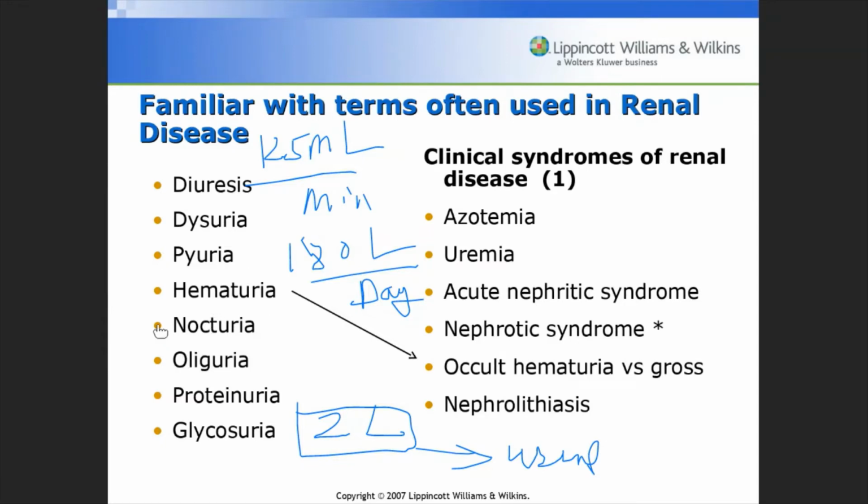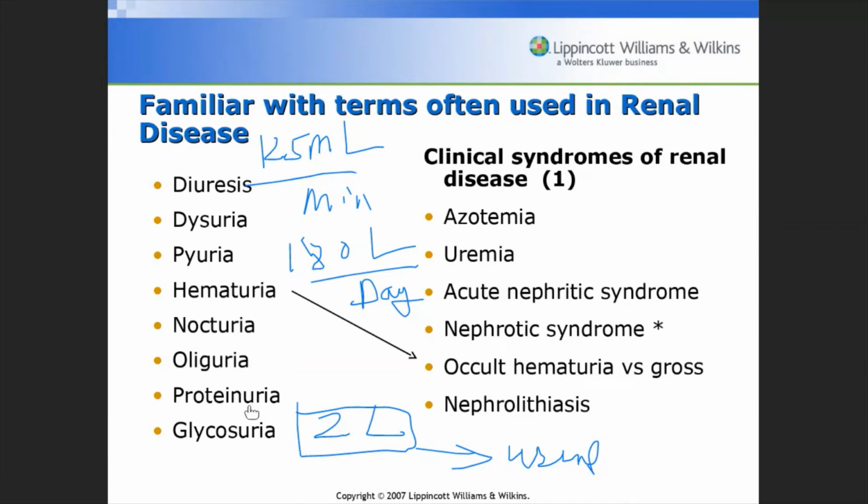Nocturia, so people go to the bathroom at night, not because the urine is a lot. Oliguria means not a lot, right? So few, so 500 ml or 1,000 ml. So that means just low.